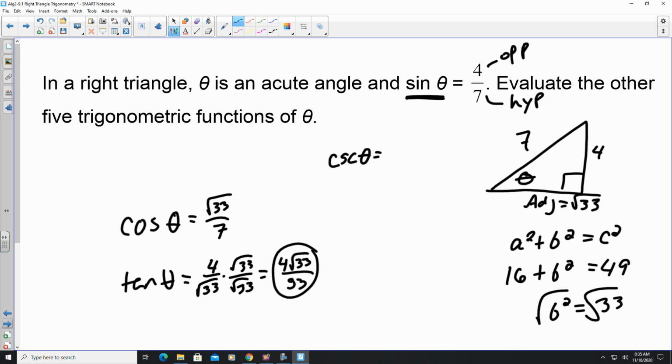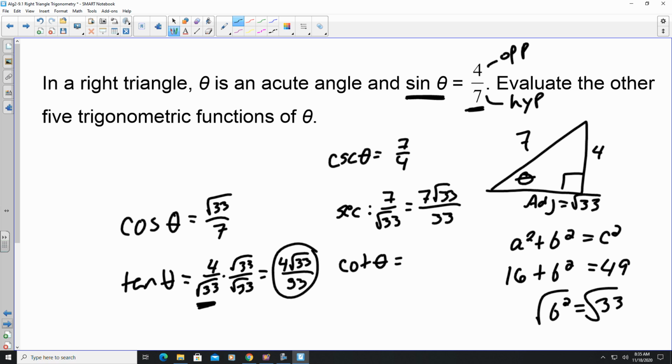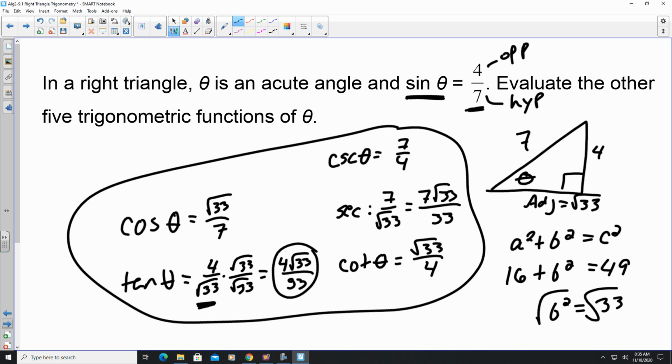Cosecant of theta is 7 over 4 because it's flipped from sine. Secant is 7 over square root of 33. When you rationalize it, it's 7 times square root of 33, all divided by 33. Then cotangent is the reciprocal of tangent, so it's square root of 33 over 4. So those are the five trig functions from that given information.